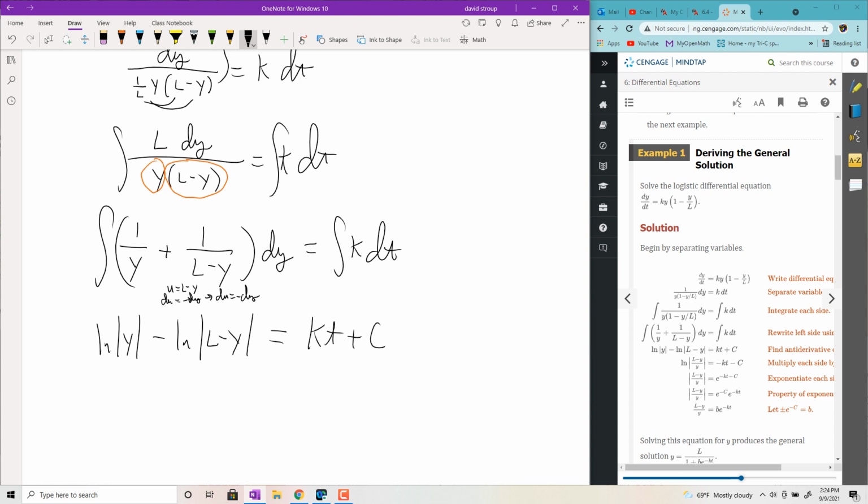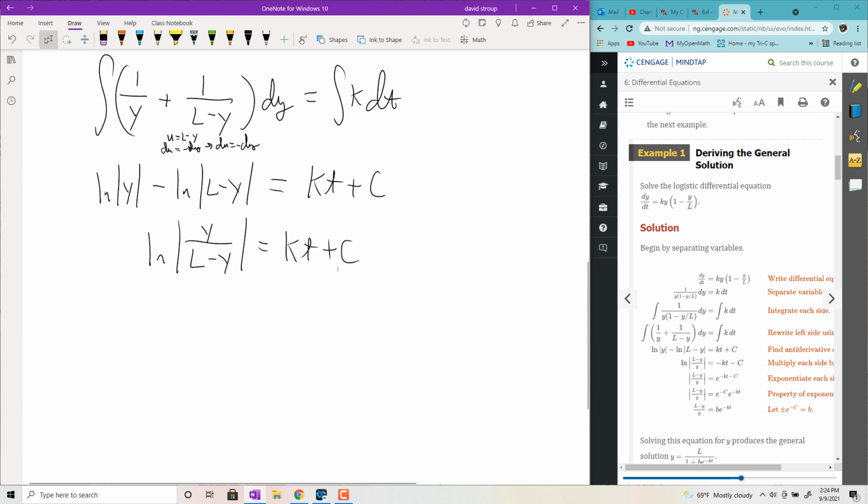Okay. Then I'm going to combine these two natural logs using a quotient rule of natural logs and rewrite that as y all over L minus y. And then this equals kt plus c. Then I'm going to exponentiate both sides. And I'll have y all over L minus y, so when I exponentiate, equals e to the kt times e to the c.